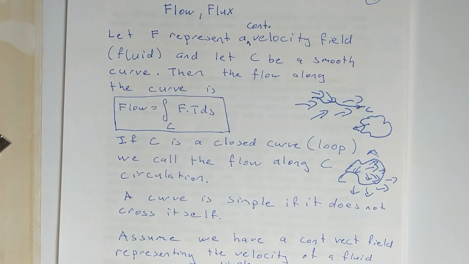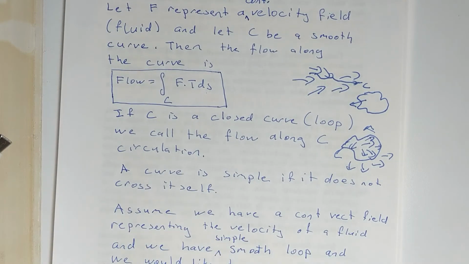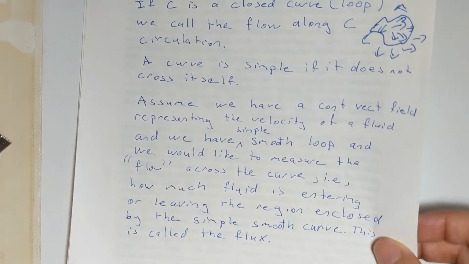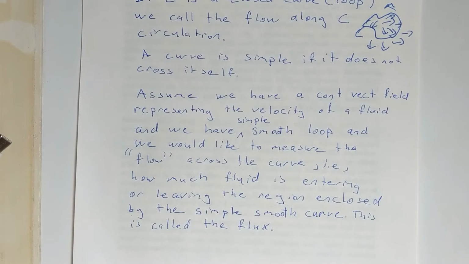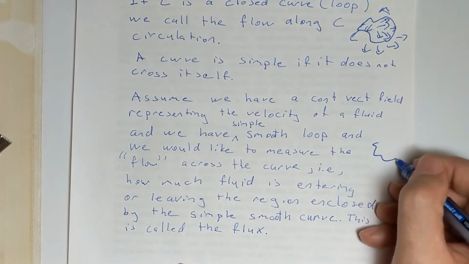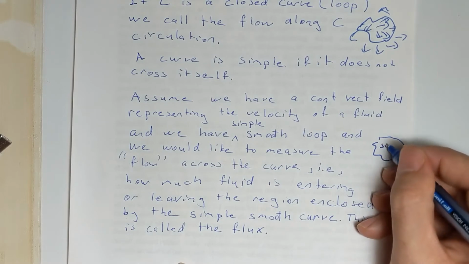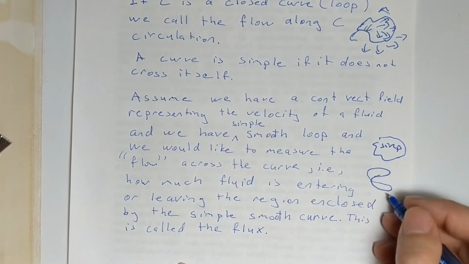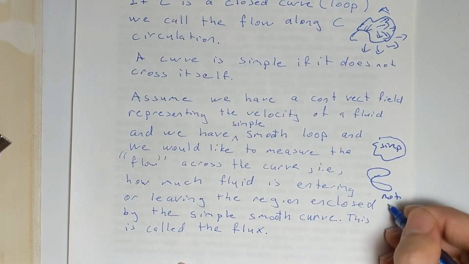Again, we want the same kind of setup. We're going to have a continuous velocity field, a vector field basically, and this time a simple smooth loop. Simple means it doesn't cross itself. So this would be simple, and this would not be simple. If it crosses itself, it's not simple.